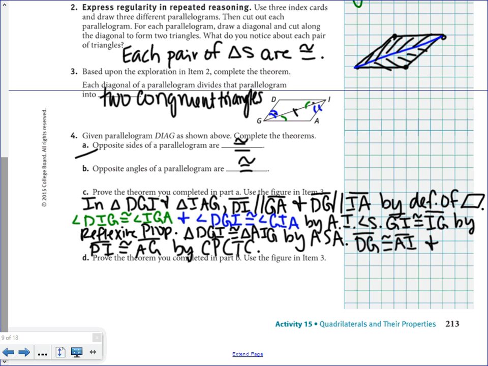Now looking at the next one, we want to prove that opposite angles are congruent. So continuing from part C, we know our triangles are congruent, so I can say that angle D and angle A are congruent. And the reasoning is by CPCTC. I know that my corresponding angles have to be congruent. Now we need to draw the other diagonal.